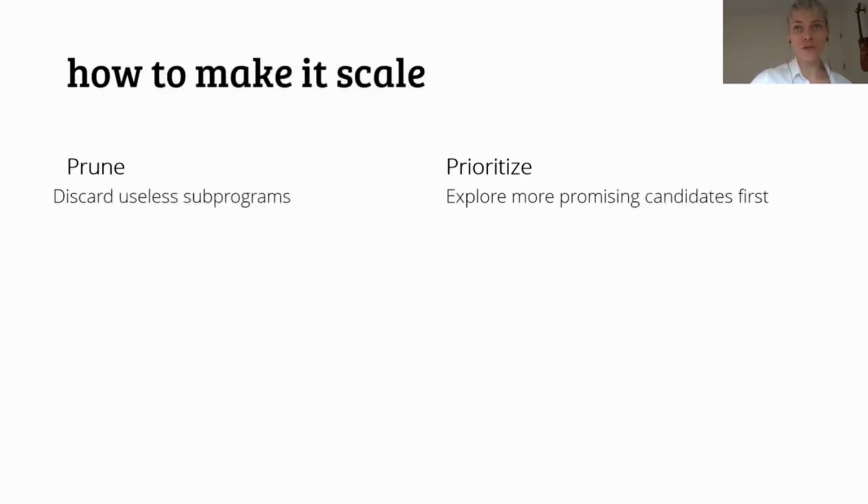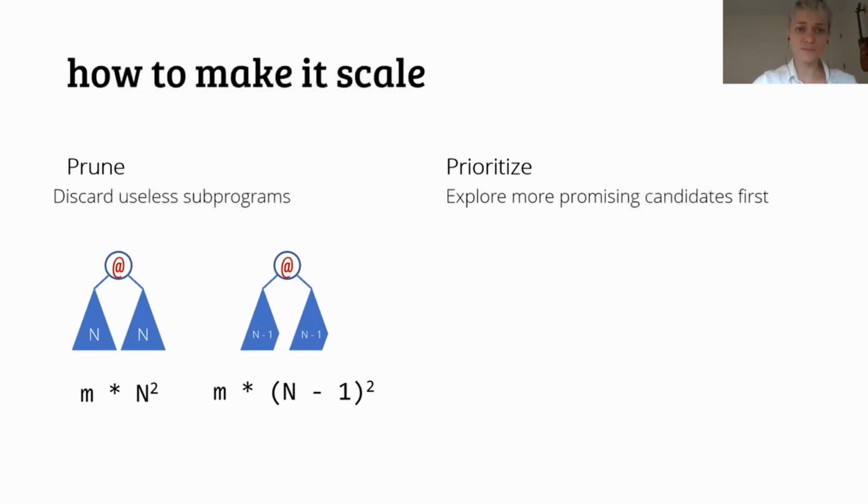Both of these scale very poorly with the size of the programs. So the key to making enumerative search work is two techniques. One is to prune or discard useless subprograms, and the other is to prioritize the search, meaning explore more promising candidates first. I don't have time to go into this, but I'll give you an intuition for why pruning works.